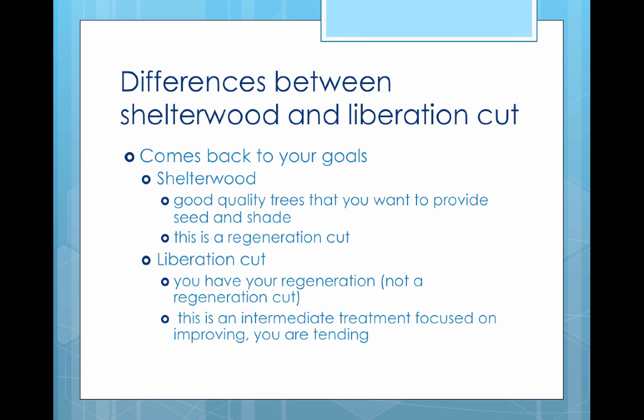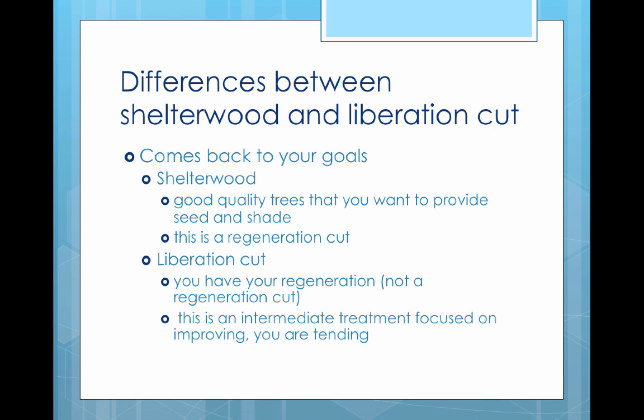That can look a lot like a shelterwood cut, right? However, there are some big differences, and those differences come back to your goals. With a shelterwood, the trees that are in that overstory position, in that overwood, are good quality trees that you chose to leave. You chose to leave them to provide seed and shade. And the goal of this kind of harvest is to regenerate. So you want to regenerate a new stand.